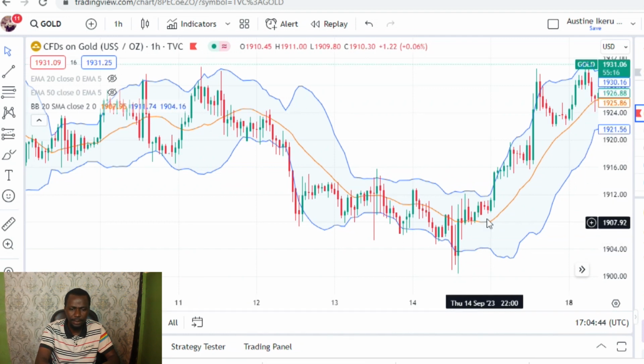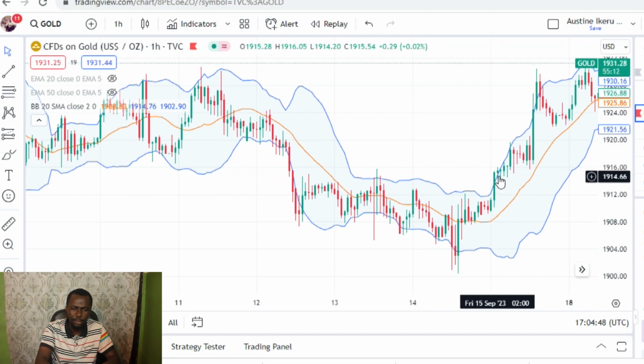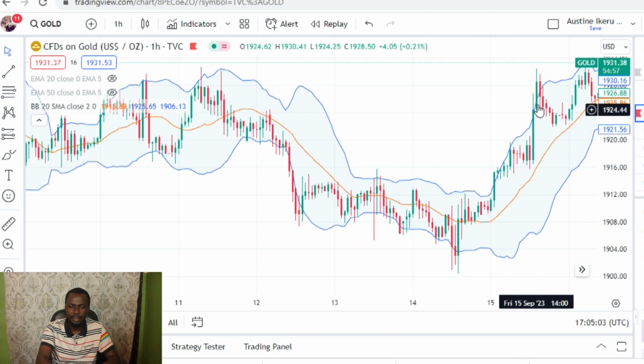This is clearly an uptrend, right? And you can see that the price is always touching the upper band, right? So where do you place your buy trade? You simply place your buy trade whenever the price makes a retracement to the simple moving average, which is the 20 simple moving average. You simply place your buy trade, right?